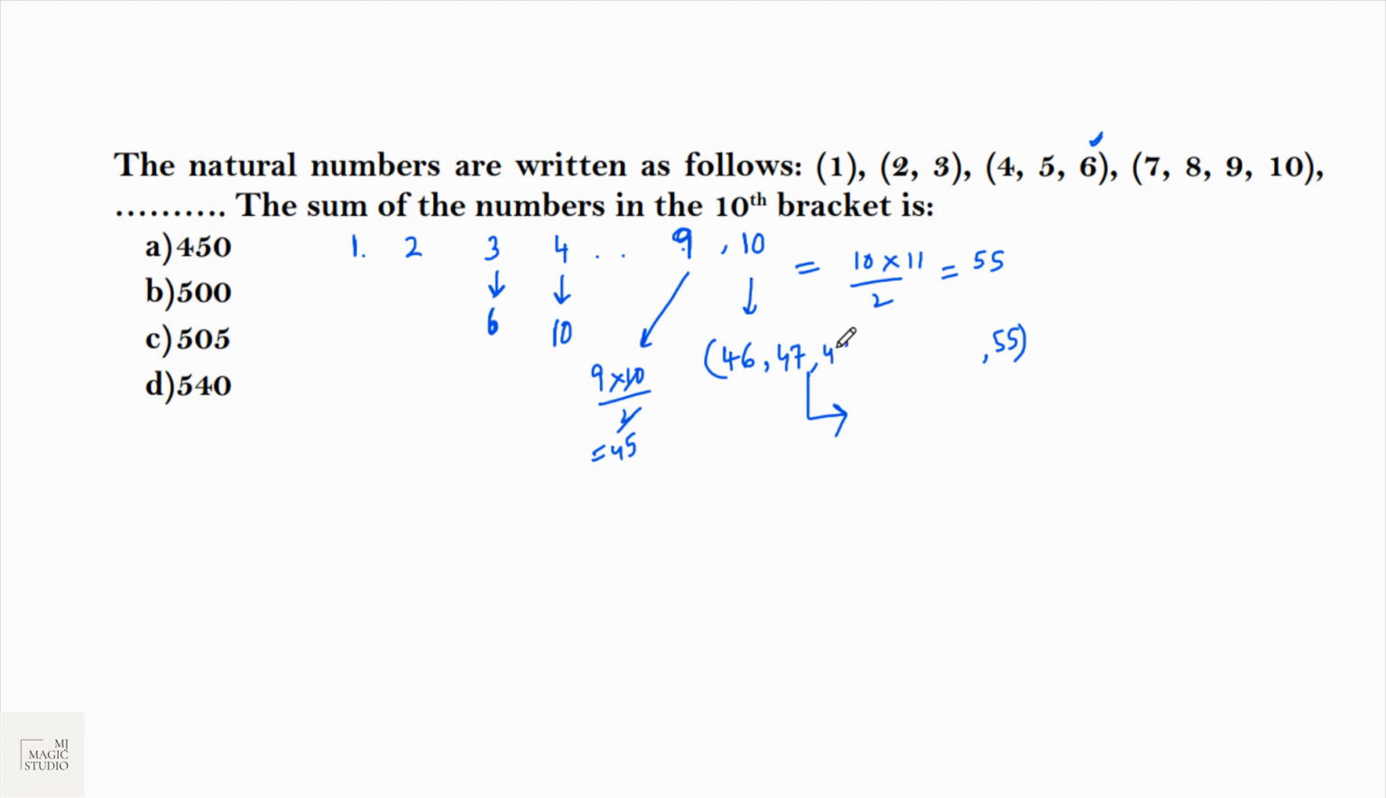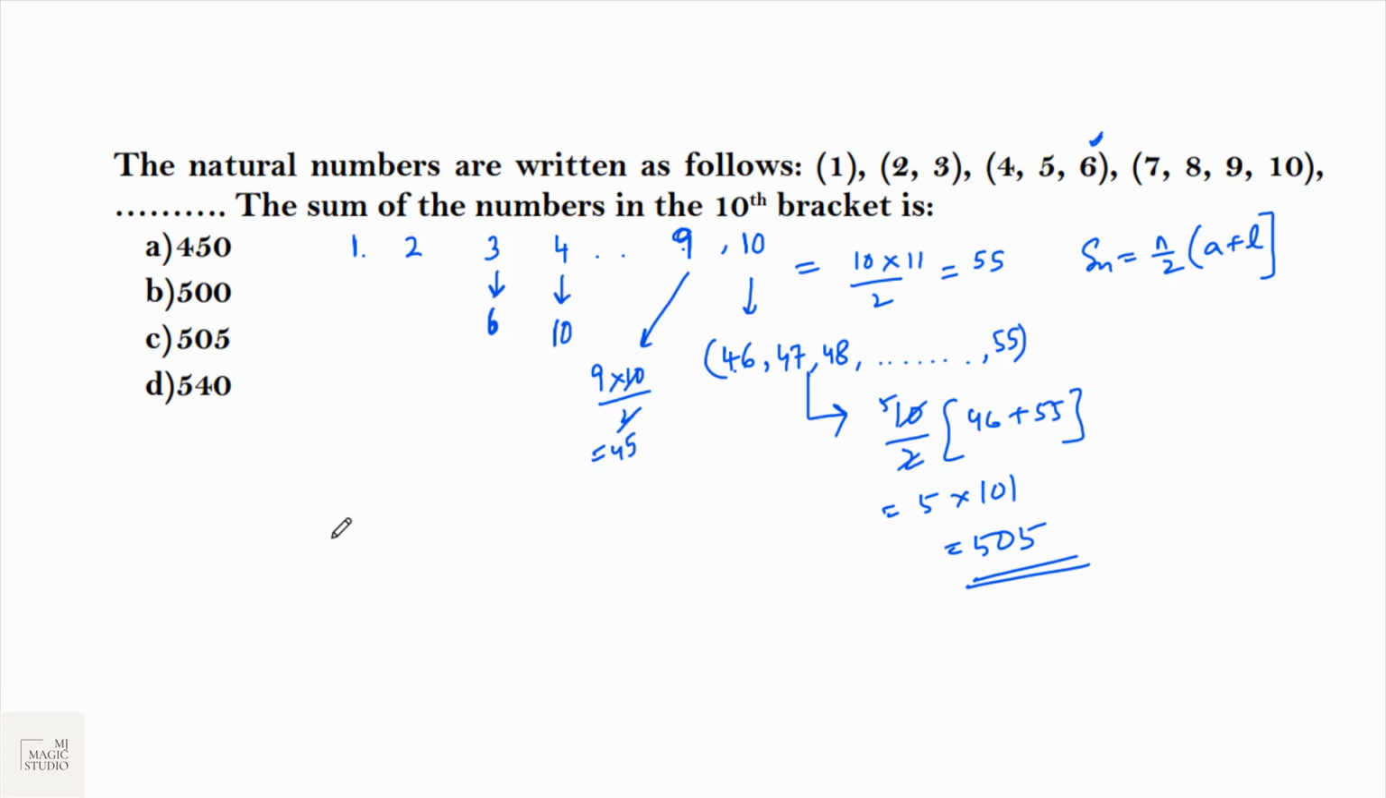So what is the sum of all the members in the 10th bracket? We can see that this forms an AP series where the first number is 46, the last number is 55, and there are 10 members in the list. Sn is given by n by 2 into a plus l in the case of an AP series. So the sum of all the numbers in the 10th bracket would be 10 by 2 into 46 plus 55. That is 5 into 101, which is 505. The sum of numbers in the 10th bracket is 505, that is option C.